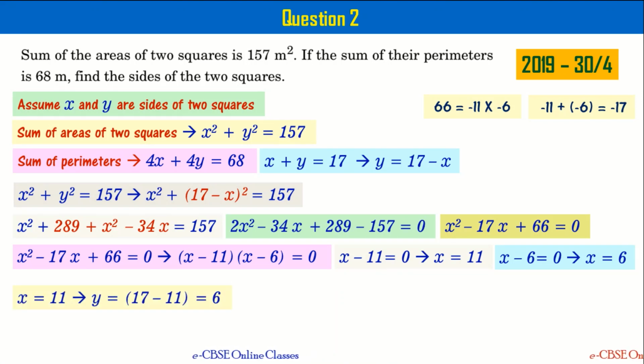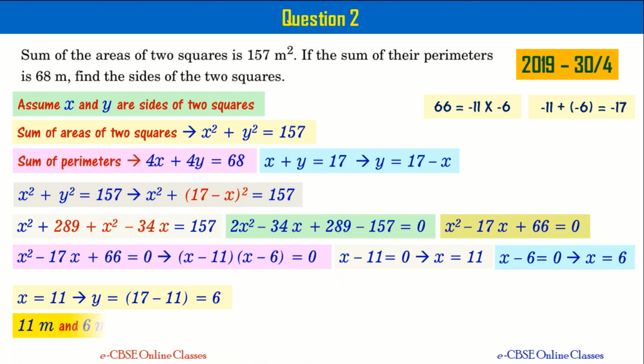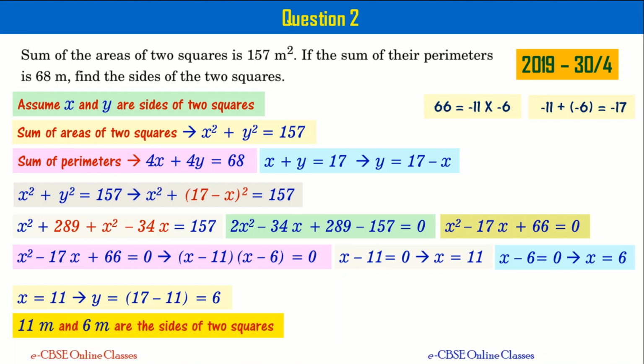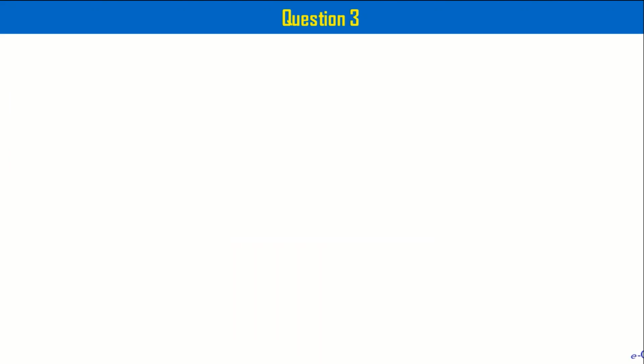If x equal to 11, then y is going to be equal to 6, right? Or if x equal to 6, y is going to be automatically equal to 11. So both the roots of the given equation are giving the same result, that is 11 comma 6. So we say that 11 meters and 6 meters are the sides of the two squares. This is what we are asked to find, right? Let's go to the next question.